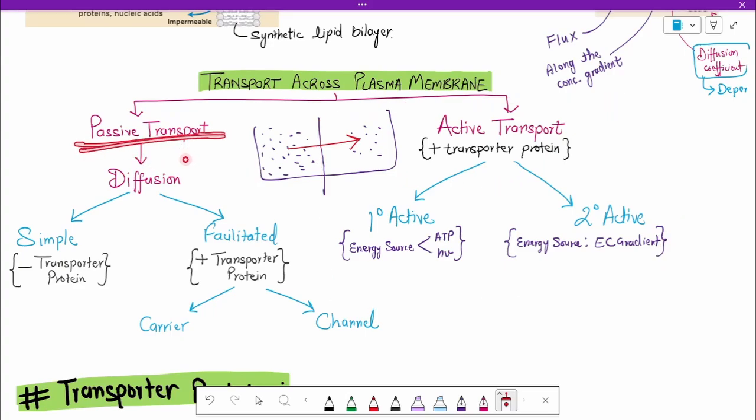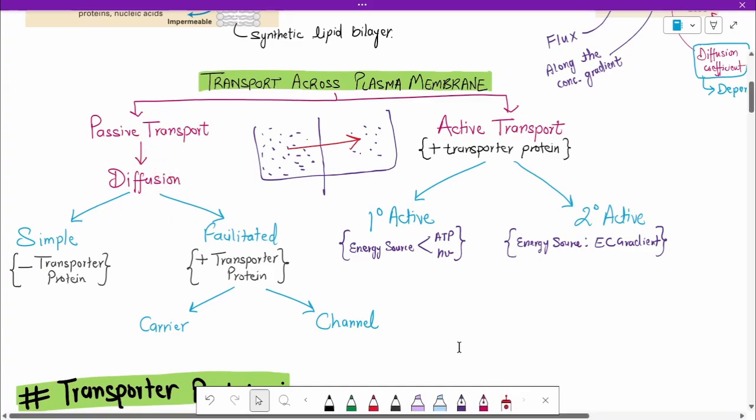And in the beginning we said that this is the concept of diffusion, so we can classify passive transport into various types of diffusion. Alright, and for the sake of simplicity, we classify passive transport into either simple diffusion or facilitated diffusion. And this classification is based on whether this process of diffusion needs any transporter protein or not.